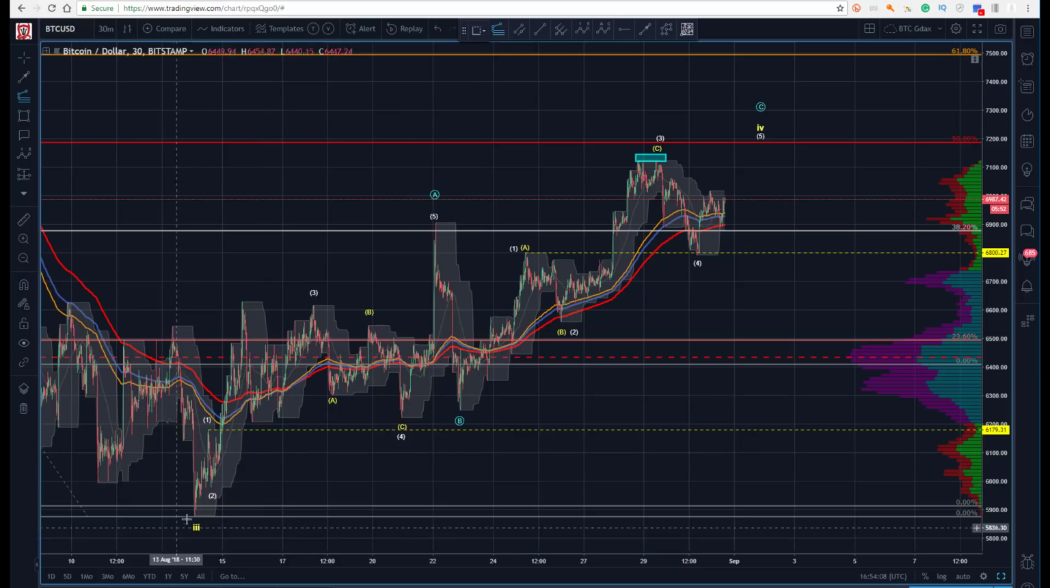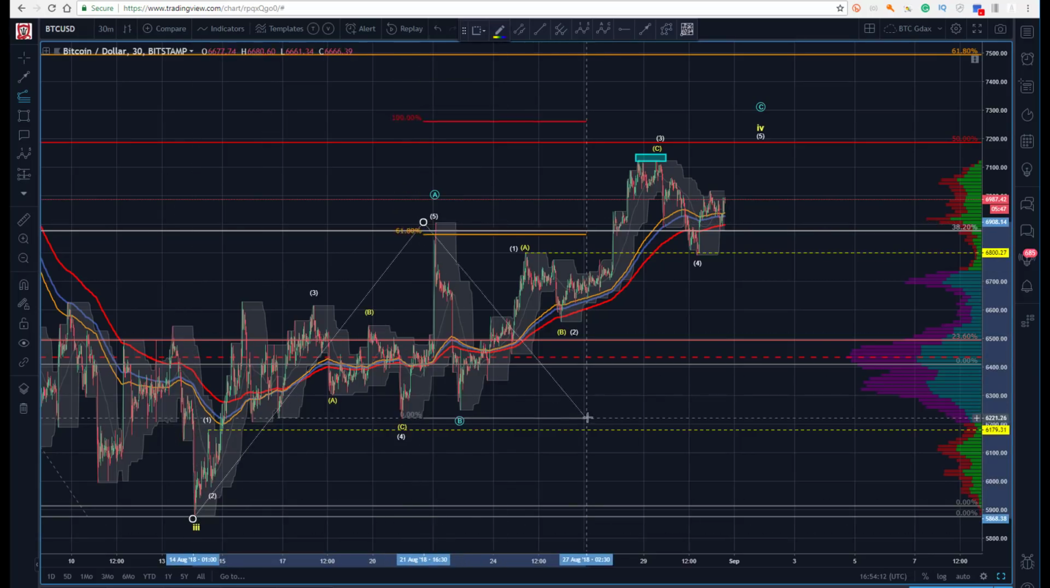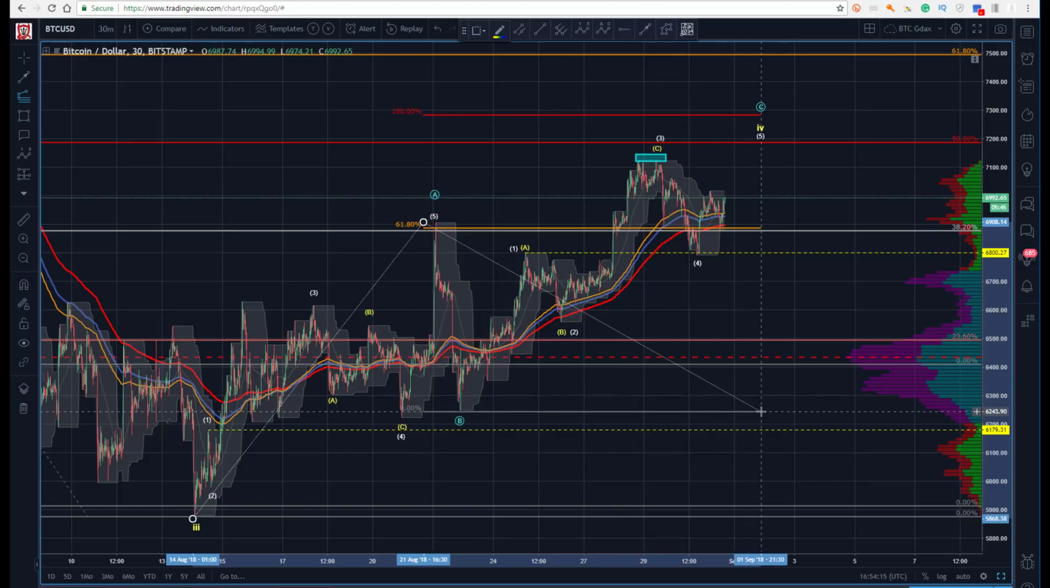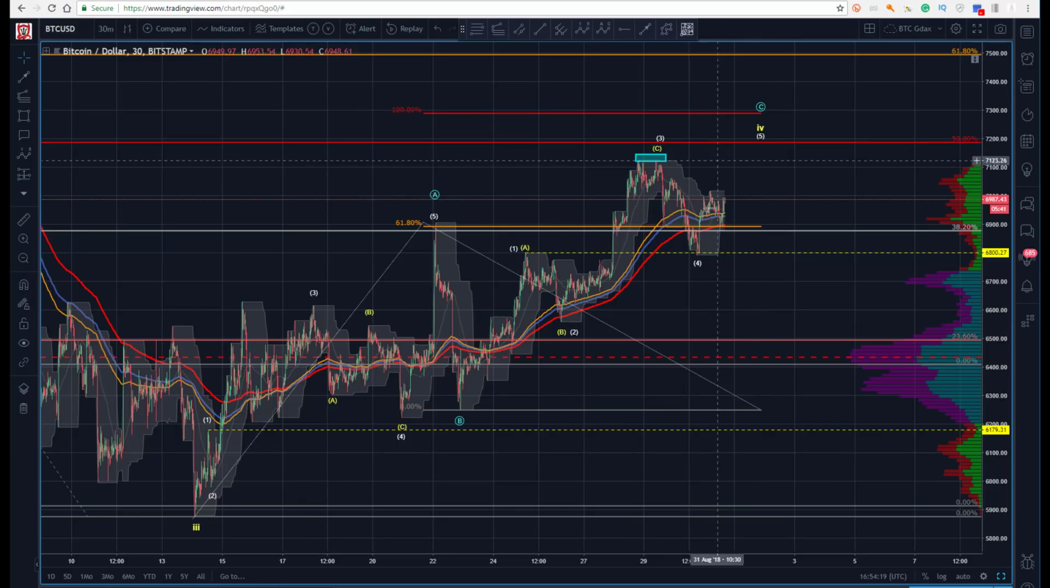Well, let's measure it. Let's take the pivot low to the high. Where would that take us? Right? Very common would be 100%. Well, that would have us getting through. That has us getting through the 50.